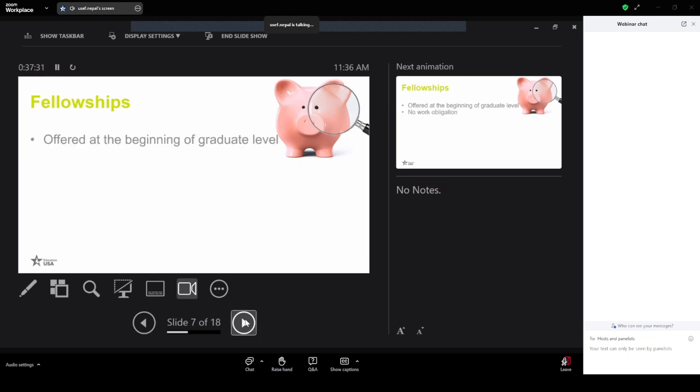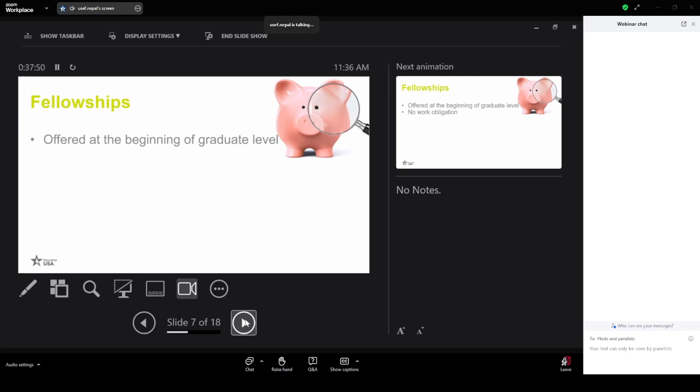There's no work obligation when you get a fellowship. It is going to be offered to you at the beginning of the academic year. When you receive your I-20 itself, they're going to mention what your fellowship consists of, how much funding you're going to get.